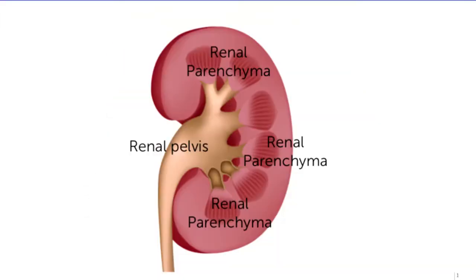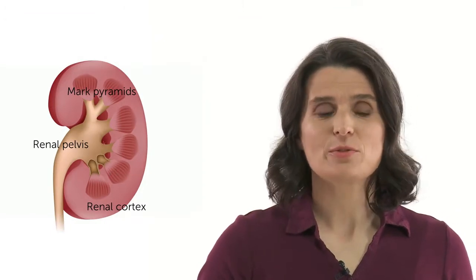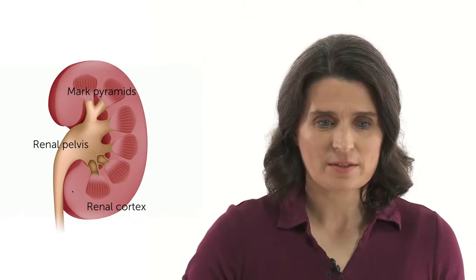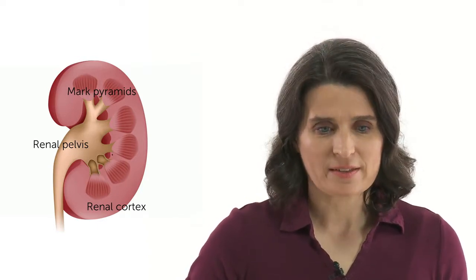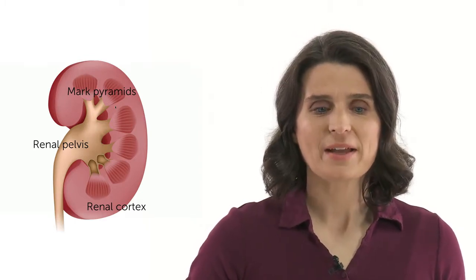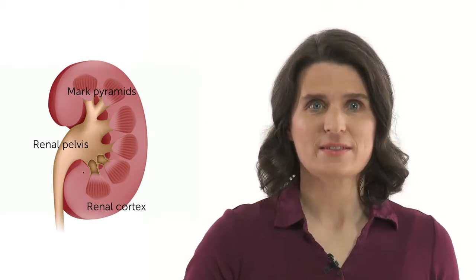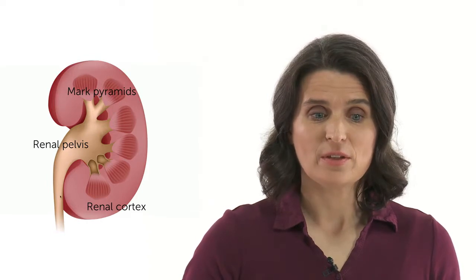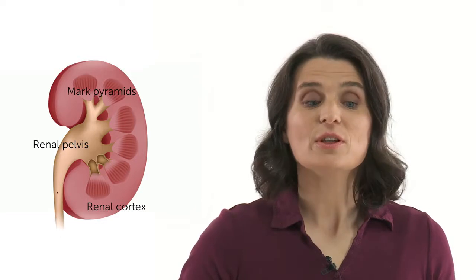The kidneys consist of a renal parenchyma over here and the renal pelvis. In the parenchyma we can distinguish the renal cortex at the outside and the medullary pyramids over here. In the center we find the collecting system of the kidney with its minor and major calyces and the renal pelvis in the center. From here, the urine passes through the uretero-pelvic junction into the ureter.